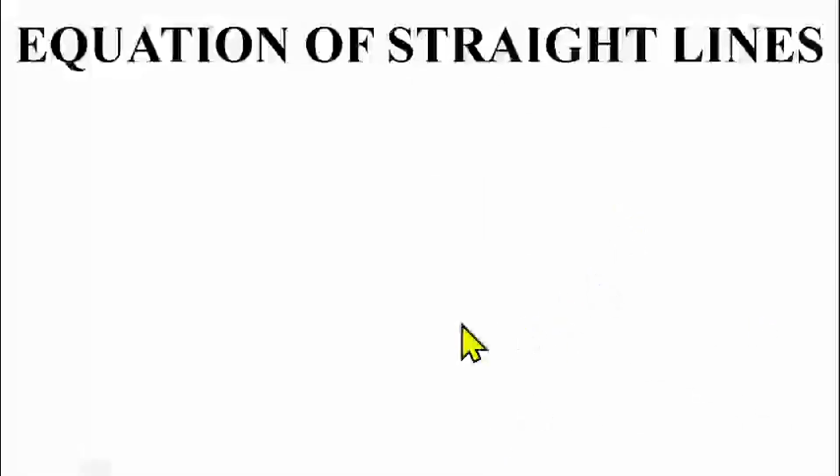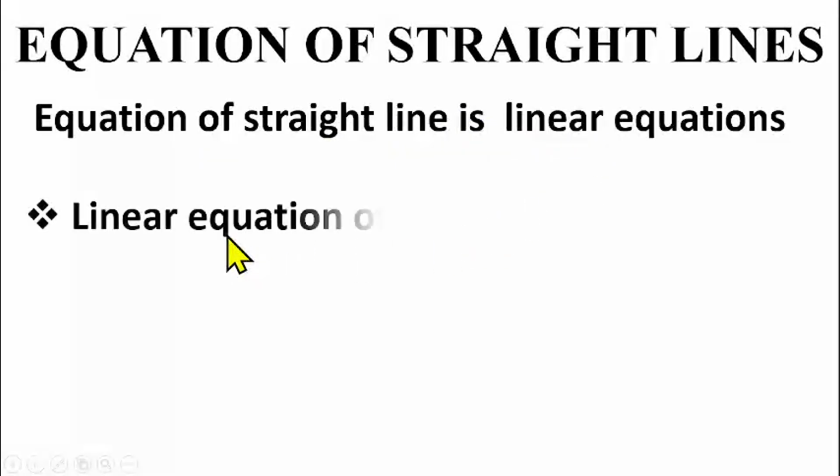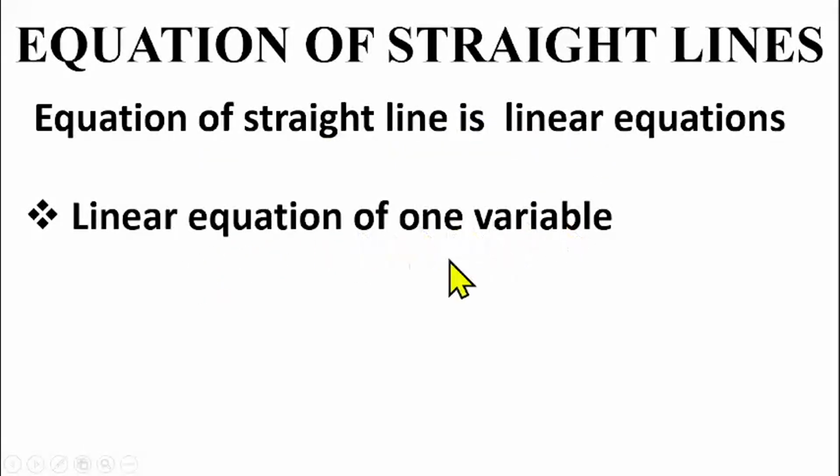Now, having talked about how we can find the gradient of a straight line, the next topic is to talk about equation of straight lines. We want to find the equation of a straight line. Of course, I've already given you some explanation on this. The equation of a straight line is a linear equation. You know that before. And the linear equation could be of one variable. Don't forget that.